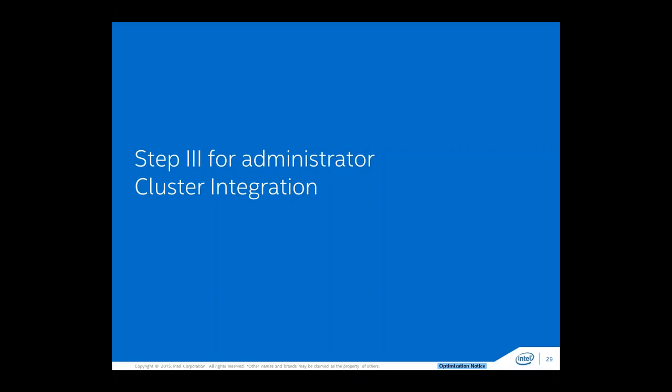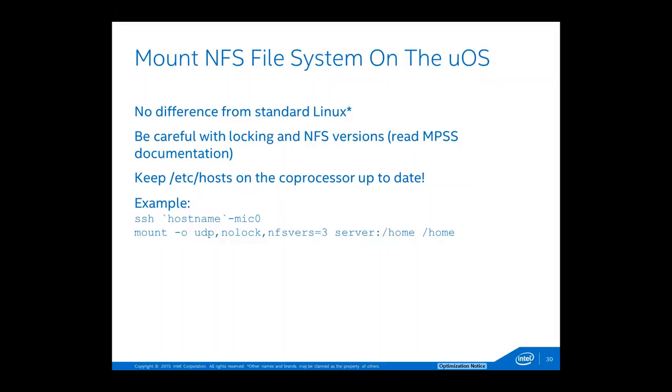With that part done, the final step is the real cluster integration. And to get the common system image that I've been talking about earlier, on the Xeon Phi coprocessor we need two items. We need to mount all the file systems. If you have only NFS, this part can be done in the same way you do an NFS mount on the host, with two caveats. Be careful with locking and be careful about NFS versions. The Xeon Phi coprocessor by default is set to NFS version 3.